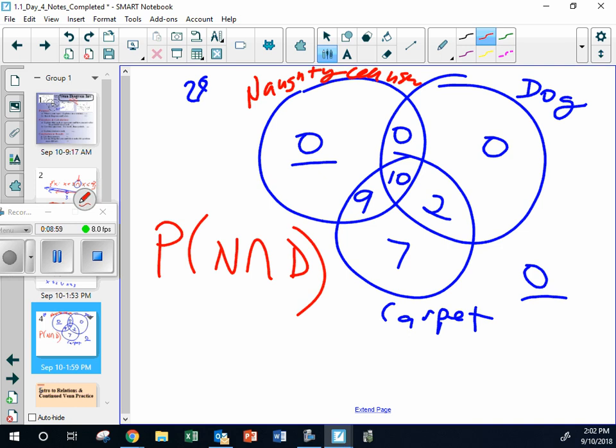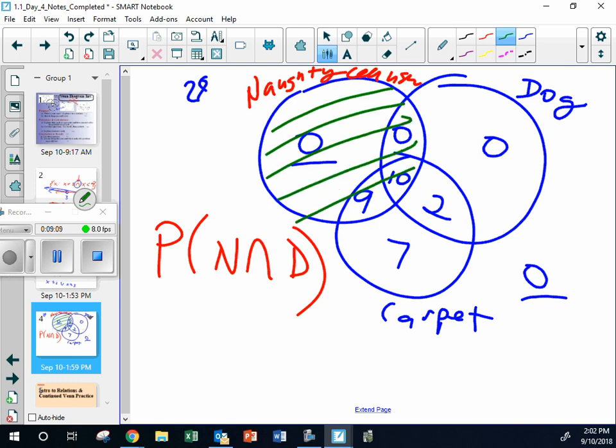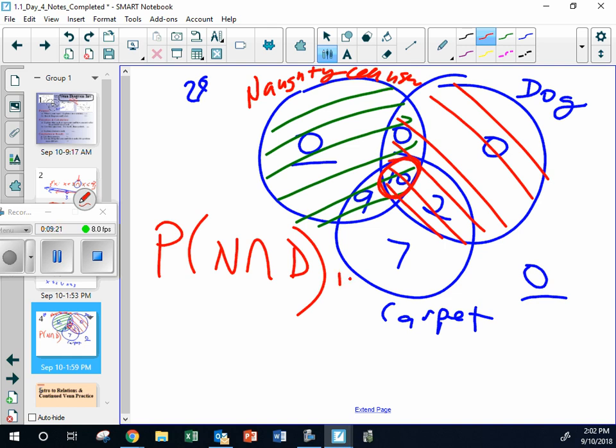Let's figure out what N intersect D is. Which one is N intersect D? Well, here's N. Here's D. Do you see where they overlapped? And it's just this little part right here, so that's what? 10 out of what? Awesome. 10 out of 28. See how I did that?